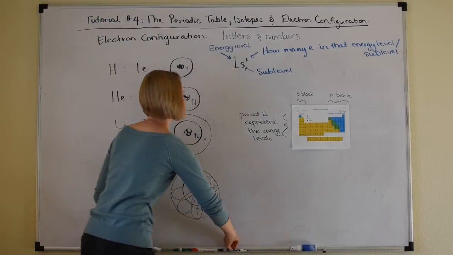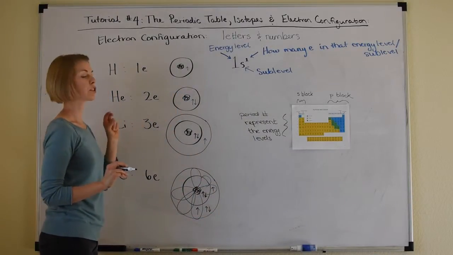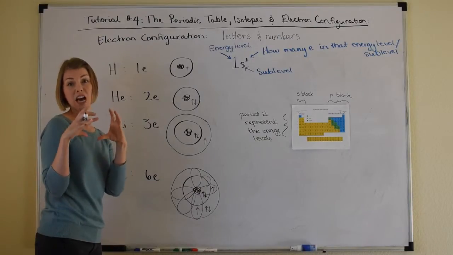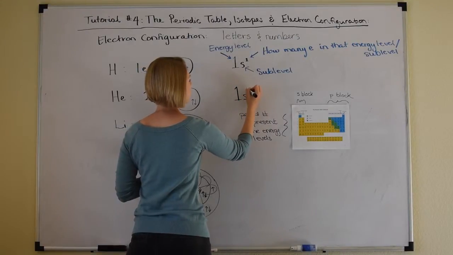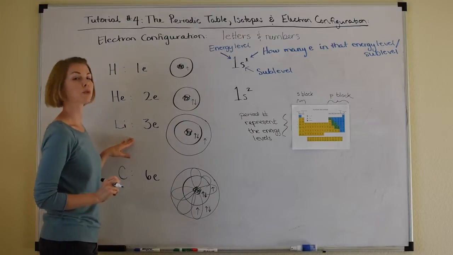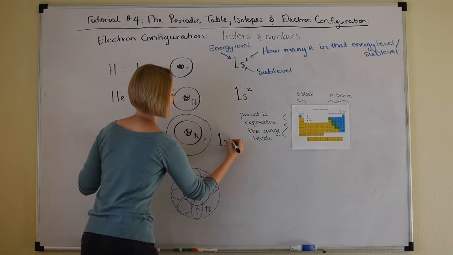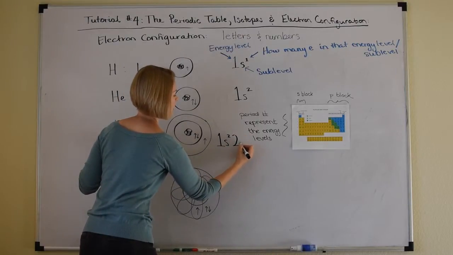All right, so let's do the same thing for helium. We said helium has 2 electrons, both in the first energy level, which just has an S sublevel. So it's going to be 1s2. Lithium is 3 electrons. 2 of them are in the 1s, so 1s2, and then 1 is in the 2s, so 2s1.